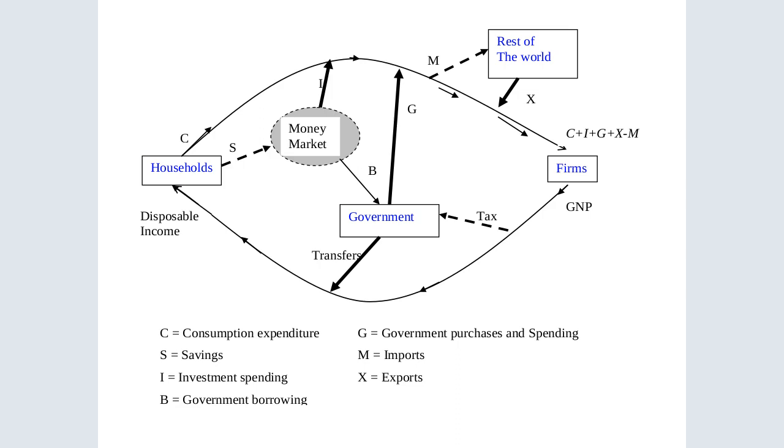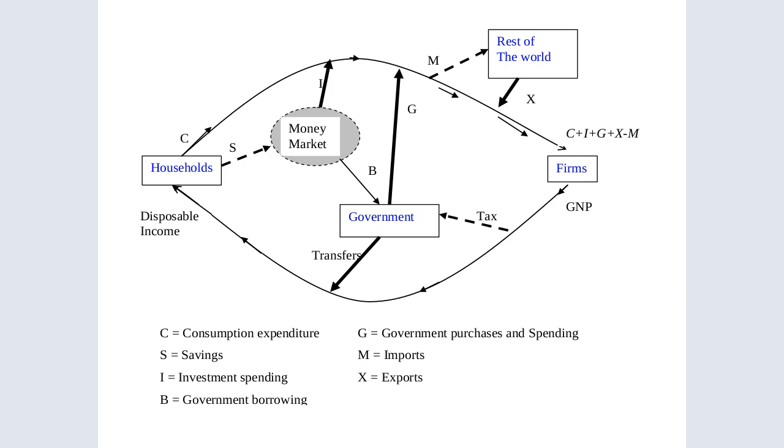So you need to look at it carefully and see how income flows from households. We have the government, we have firms, and the rest of the world. So you also have the money market. Now, if we start from the firms, there is a flow of money from firms to the household.